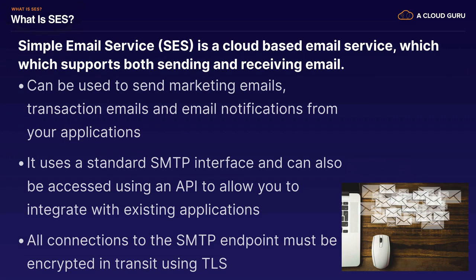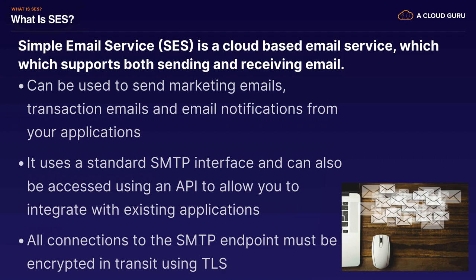It uses a standard SMTP, or Simple Mail Transfer Protocol, interface, but it can also be accessed using an API and the AWS SDK to allow you to integrate with your existing applications. All connections from your EC2 instances to the SMTP endpoint must be encrypted in transit using TLS, or Transport Layer Security. And there are 3 different SMTP endpoints that you can use when configuring connections into SES.